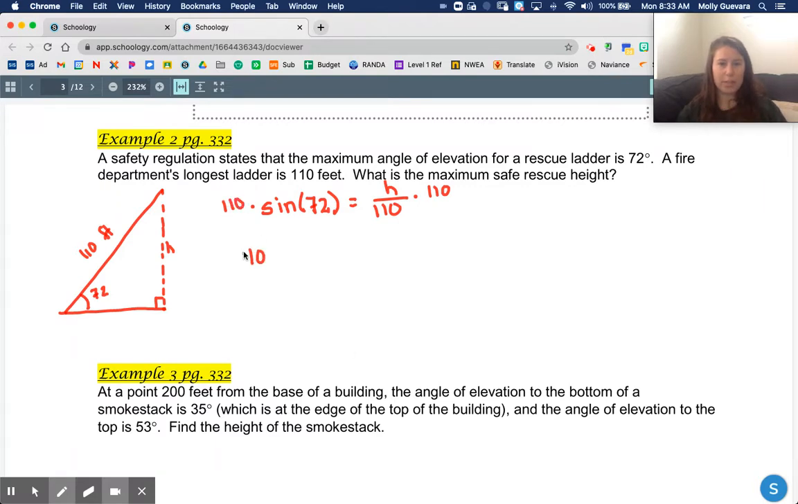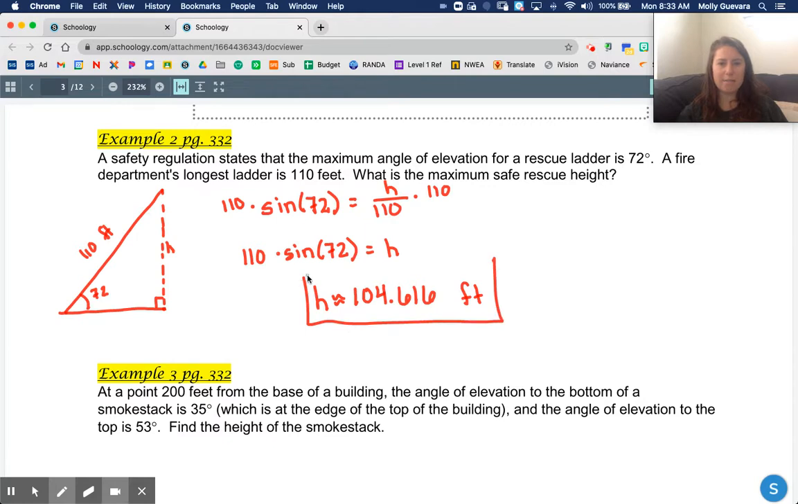So I get 110 times sine of 72 equals h. Making sure I'm in degrees, I'm going to enter this into my calculator, and I get that h is about 104.616 feet. So that is the maximum safety height, about 104.616 feet. We might go ahead and say 105 feet, just because it's easier. But that would increase the angle just slightly above 72 degrees. So hopefully that makes sense, and that's not too crazy here.